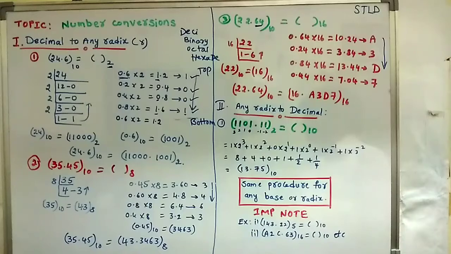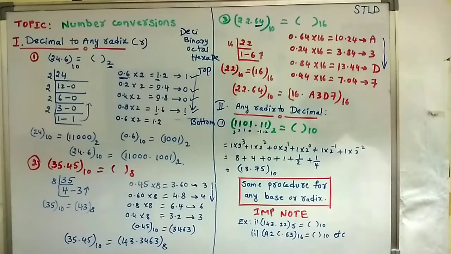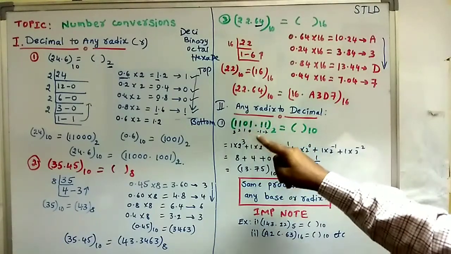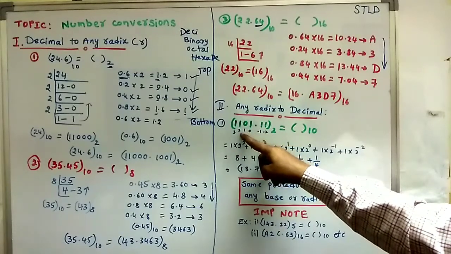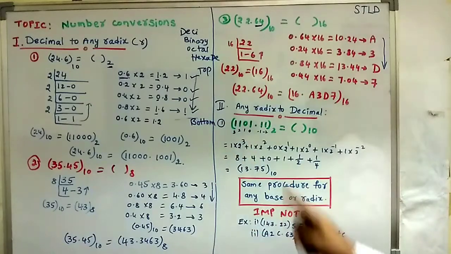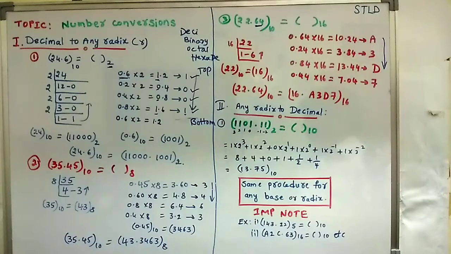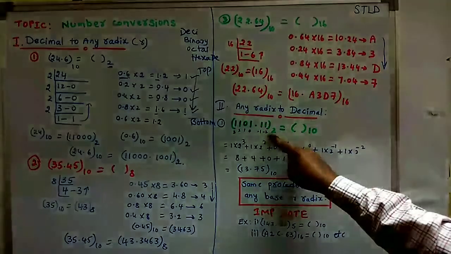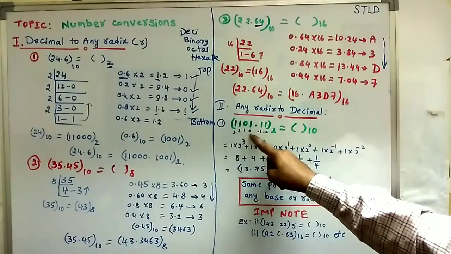What is the standard procedure we are seeing now? For example, binary to decimal. Here we have a fractional part and an integer part. For the integer part, we have to write from the point 0, 1, 2, 3, according to how many bits we have. In the same manner, after the point, you can take -1, -2, and so on. Here we have only 2 bits, 1, 1. I am taking -1, -2. Here, before the point, 4 bits, I am taking as 0, 1, 2, 3.